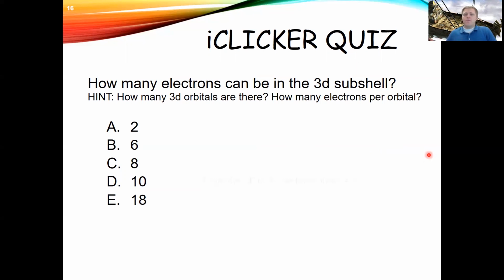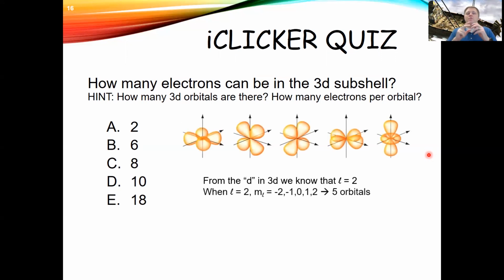Okay, we have from the D in 3D, we can say that we're at L equals 2. From the L equals 2, we know we have M sub L values that range from -2 to +2. So -2, -1, 0, 1, 2. So that's 5 different orbitals. And we know there's 2 electrons in each orbital, which gives us 10 electrons total.